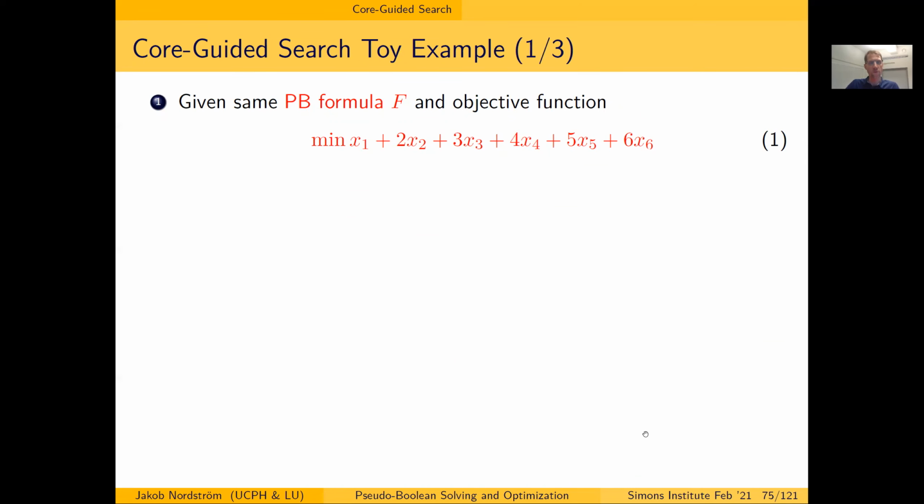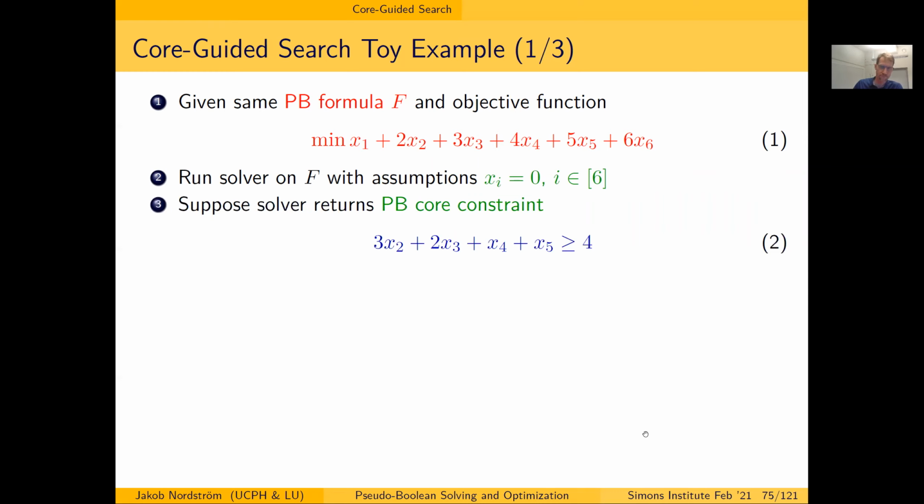We have this pseudo-Boolean formula f. I'm not telling you what it is, but we have the objective x1 plus 2x2 plus all the way up to 5x5 plus 6x6. And now we're going to solve this pseudo-Boolean optimization problem with core-guided search. So the first assumption is that, well, the best possible value is 0, right? So we set all the variables xi to 0 and run the solver.